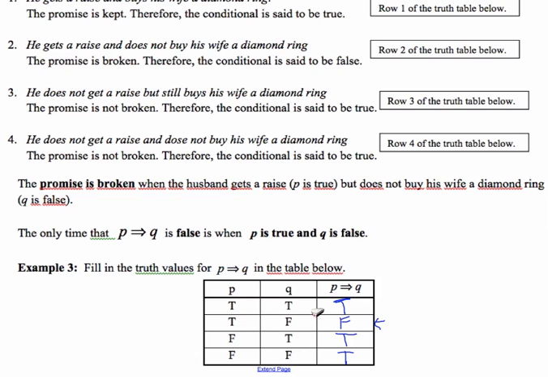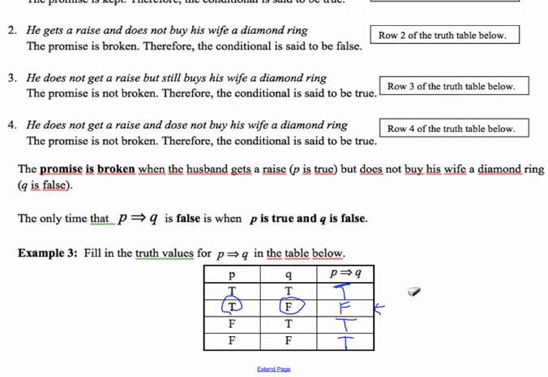So the only time he has broken his promise is when he got the raise and didn't buy the diamond ring. So in the truth table for a conditional statement, it's only false when the hypothesis is true and the conclusion is false. Okay, in other words, it's only false when the promise was broken.